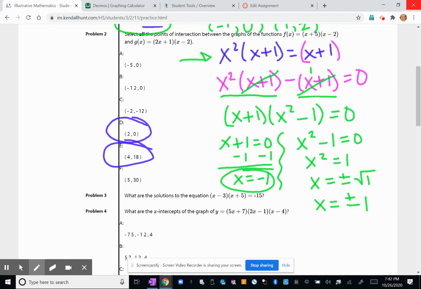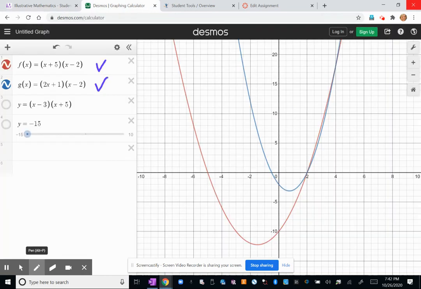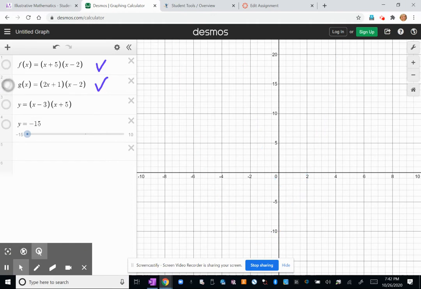Number 3, I also put into Desmos, x minus 3 times x plus 5 equals negative 15. If it was equal to 0, it would be really easy to solve using the factors. But because it's equal to negative 15, it's not so easy to solve algebraically. There's a lot of steps. And so I put it into Desmos instead. So I'll turn that off.